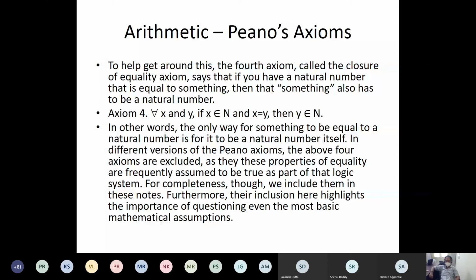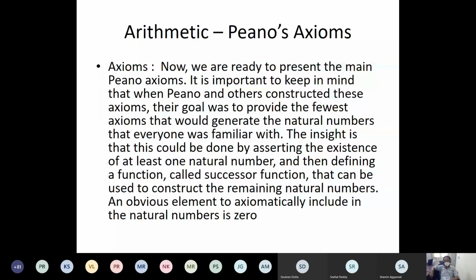Furthermore, their inclusion here highlights the importance of questioning even the most basic mathematical assumptions. Please note, why do we have to be so formal? Remember, later on when you do arithmetic, you will do it in an ALU through computers, through some electron flow or moving of holes or whatever you do. So, does it have the arithmetic properties? Well, if we define arithmetic formally and in this logical fashion from the beginning, and show that whatever we mean in arithmetic is a direct mapping of that, then we can say indeed we can do arithmetic inside a computer.